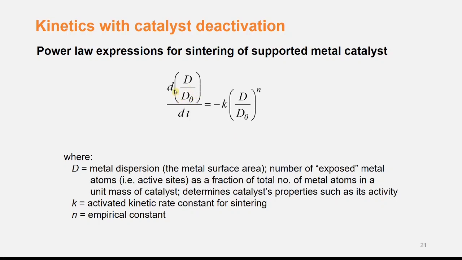D naught is the metal dispersion at time equal to 0 before any sintering has taken place. So the rate of change of the dispersion relative to the initial dispersion is proportional to the ratio of the dispersion at any time t to the initial dispersion raised to an empirical constant n. N can be determined experimentally. This is a good place to stop so that you can have a break. In part 2 of this topic, we will talk about catalyst regeneration.